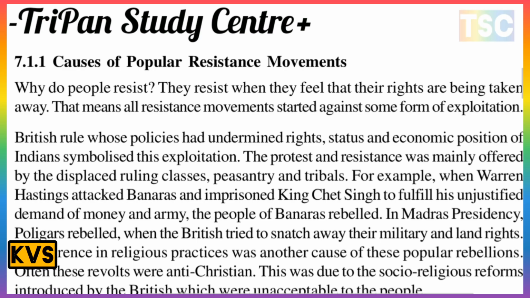British rule, whose policies had undermined the rights, status, and economic position of Indians, symbolized this exploitation. The protest and resistance was mainly offered by displaced ruling classes, peasantry, and tribals. For example, when Warren Hastings attacked Banaras and imprisoned King Chait Singh to fulfill his unjustified demand for money and an army, the people of Banaras rebelled.